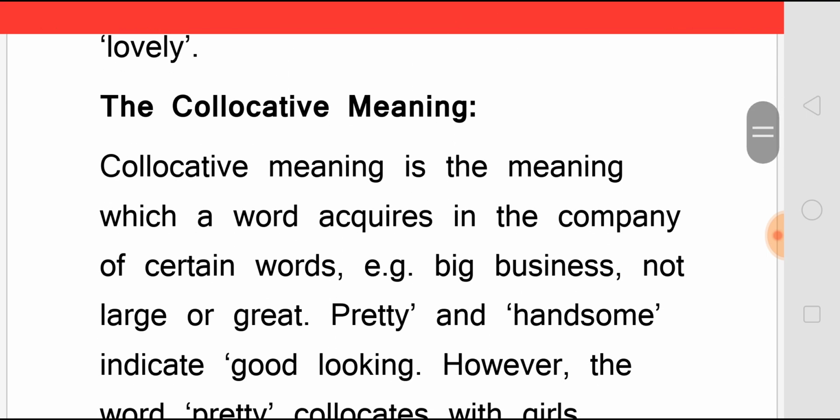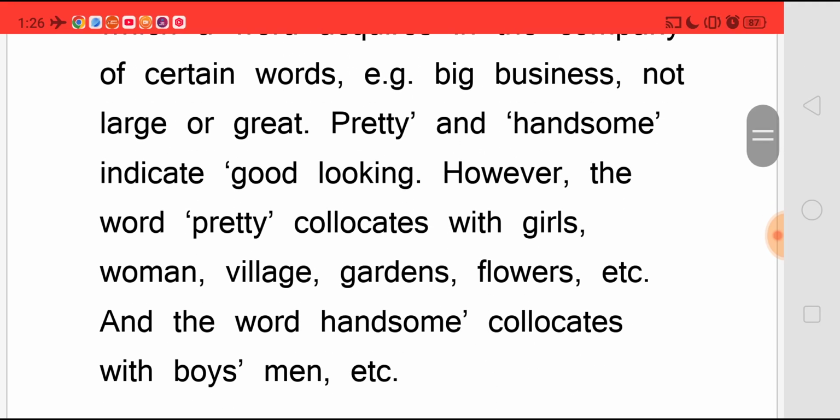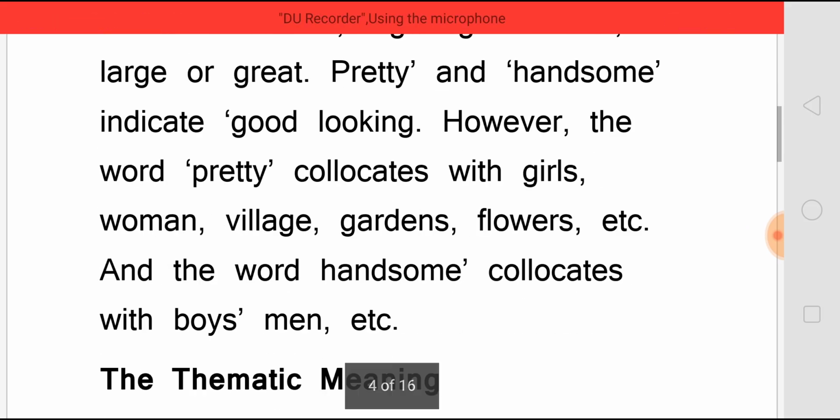And then we have this collocative meaning. Collocative meaning is the meaning which a word acquires in the company of certain words. Example, big business, not large or great, pretty and handsome. Now, pretty and handsome indicate good looking. However, the word pretty collocates with girls and women, village, garden, flowers, etc. And the word handsome collocates with boys, men, etc.